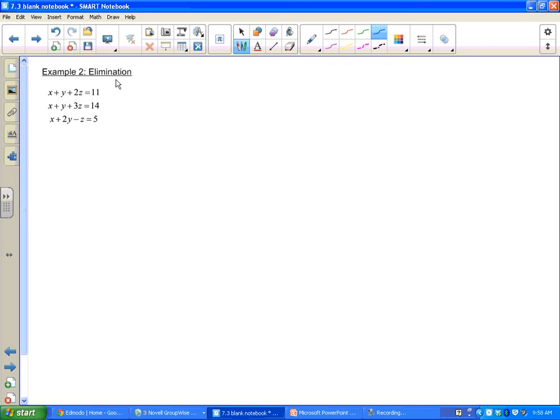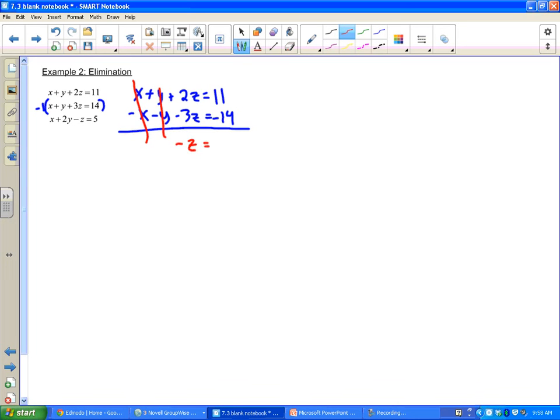So I'm going to take the first equation as it is, and then I'm going to multiply the second equation by a negative 1 so that my x's will eliminate. Negative x minus y minus 3z equals negative 14. Now I'm going to eliminate. So what actually happens here, if I look, is I was only trying to eliminate my x's, but I also eliminated my y's, which is a good thing, I guess. I guess it makes it a little bit of an easier problem if that happens. z equals 3. We got to that point sooner than we would have if we had had another y here.